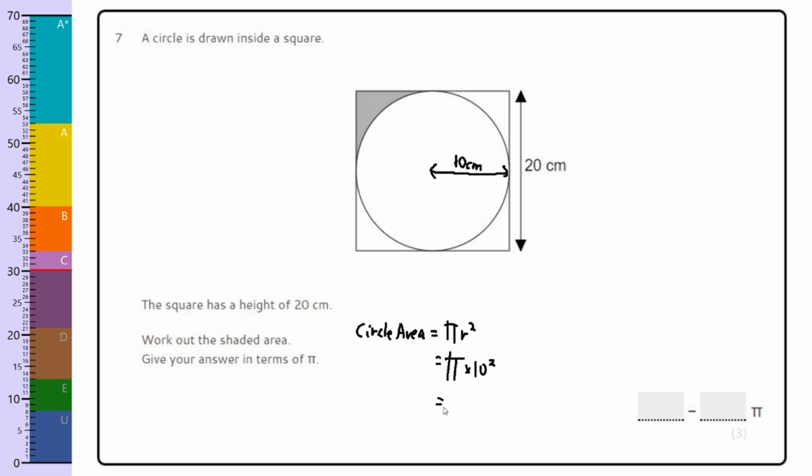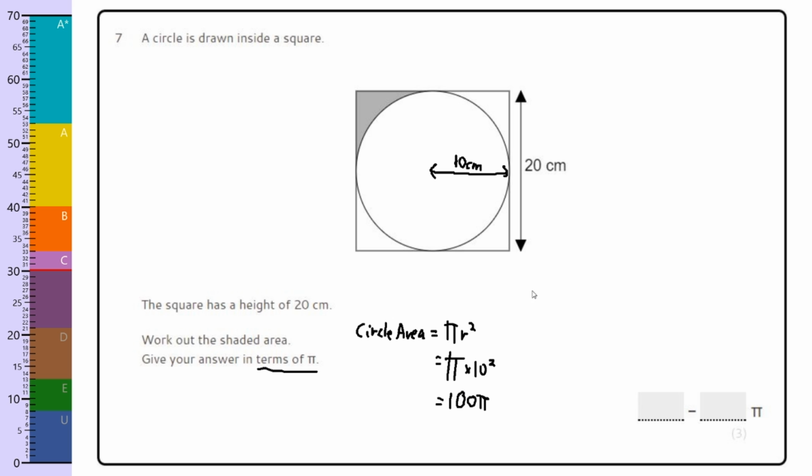Okay, 10 squared is 100, and the way we write that is we write it as 100 pi. Because it's a non-calculator paper, we can't work it out, although we know that pi is 3.14, so 100 of it would be 314. But it's not asking us to, because it asks us for it in terms of pi, so we don't ever want to work out what pi is and estimate it. So 100 pi is the circle area.